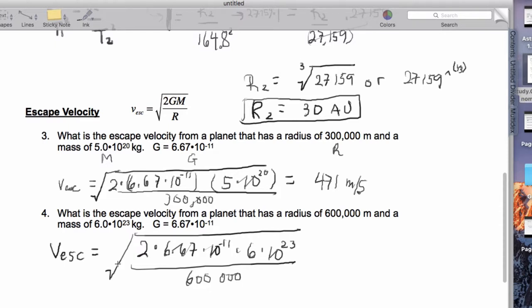So when we plug this in, we'll get 2 times 6.67 times 10 to the negative 11th times 6 times 10 to the 23rd. And we'll divide that by 600,000. All right, when we square root that, I'm getting 11,550 meters per second. I'm just going to double check that one more time. So 2 times 7 times 10 to the negative 11th. Yep. Times 6 times 10 to the 23rd. Divided by 600,000. We'll square root that out. Yep, that's what I'm getting.